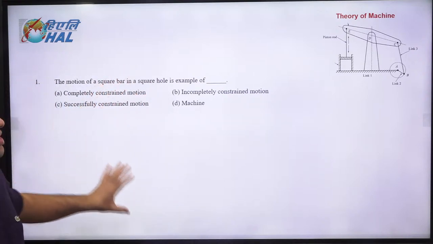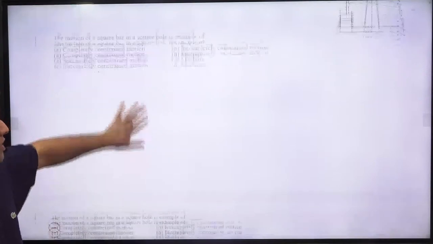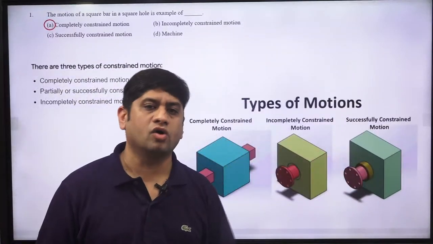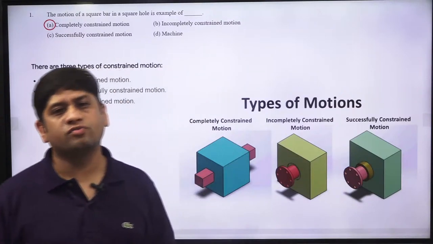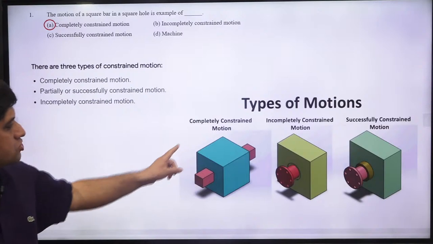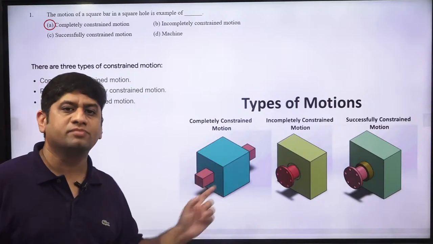What is the meaning of constrained motion? Let me explain that to you. In this particular diagram, we have three different kinds of motions depending upon the two links. Can you see this diagram? This is called a prismatic pair.